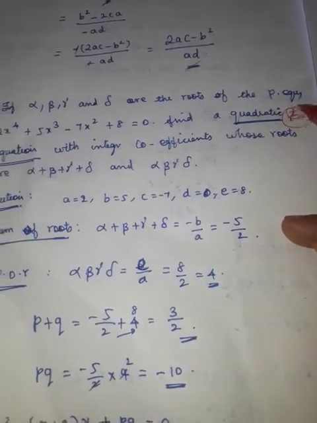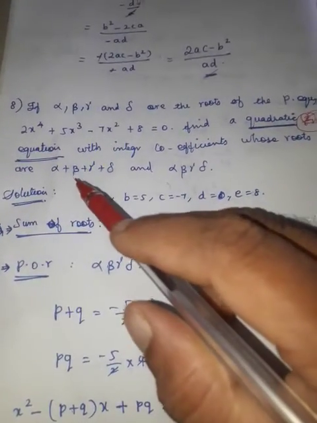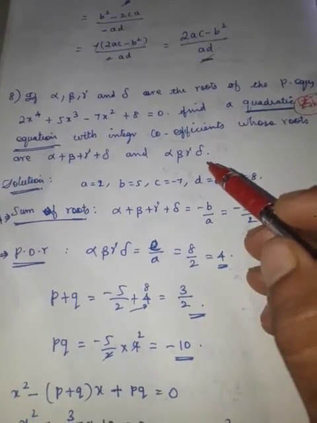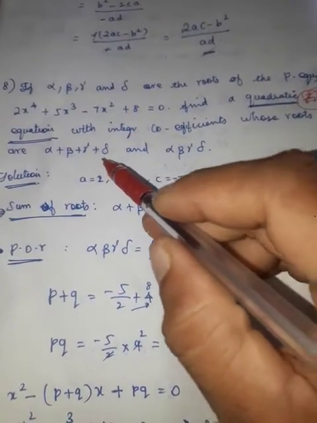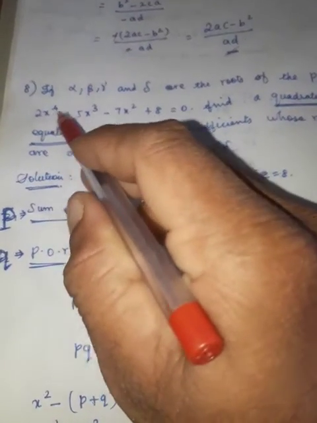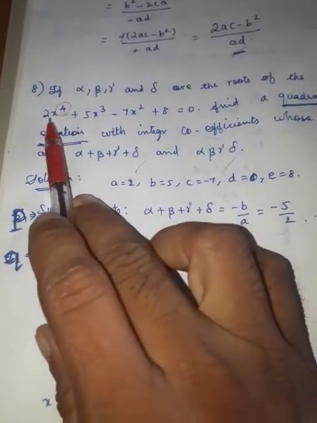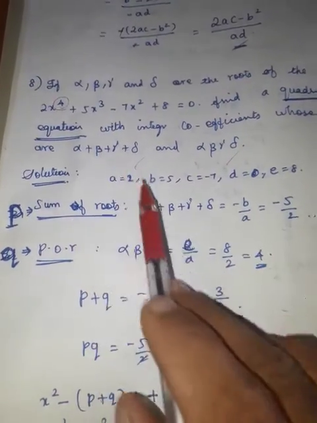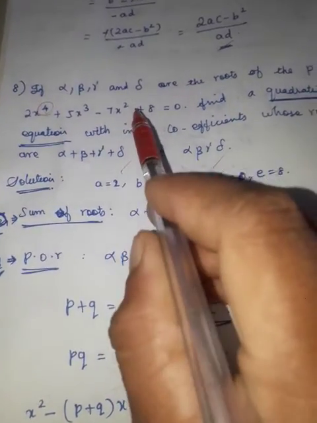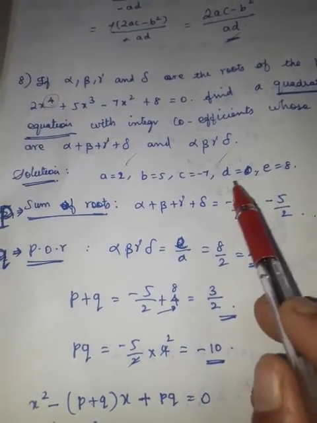Okay, the quadratic equation with integer coefficients whose roots are alpha plus beta plus gamma plus sigma, and alpha beta gamma sigma. So first of all we will find these two values. This is a fourth degree equation, so we can write the values first. A value is 2, B value is 5, and so on, A, B, C, D, E. The x coefficient is D, but the x term is not here, so the D value is 0.